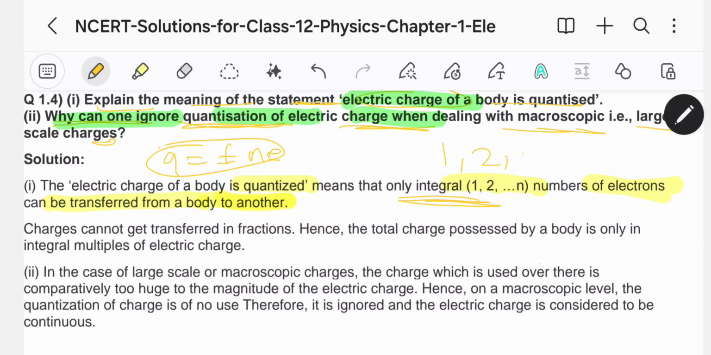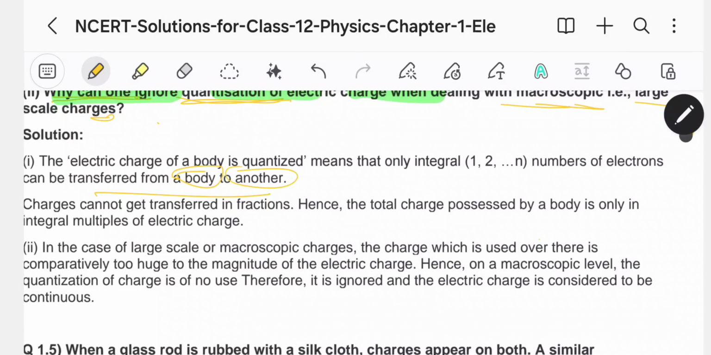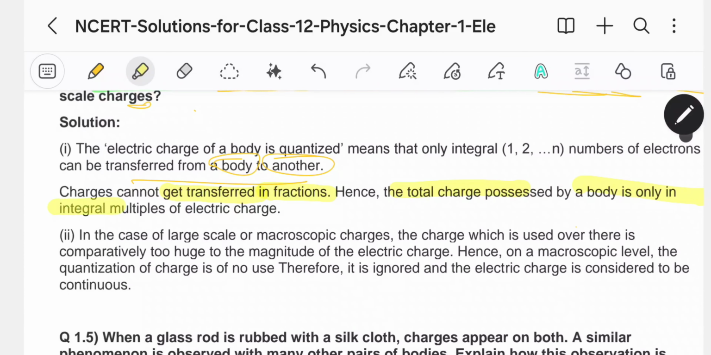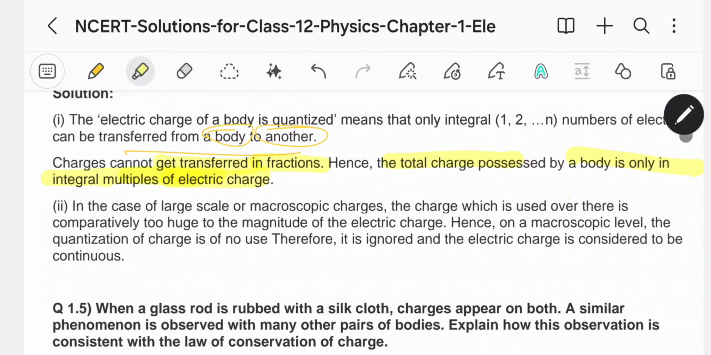That means 1, 2, 3, 4 till n. It can be transferred from one body to another, and it can be plus or minus. That also we saw. Charges cannot get transferred in fractions. Hence, the total charge possessed by a body is only in integral multiples of the electric charge. That means it can be only 1, 2, 3, 4, 5, 6, 7, like that.